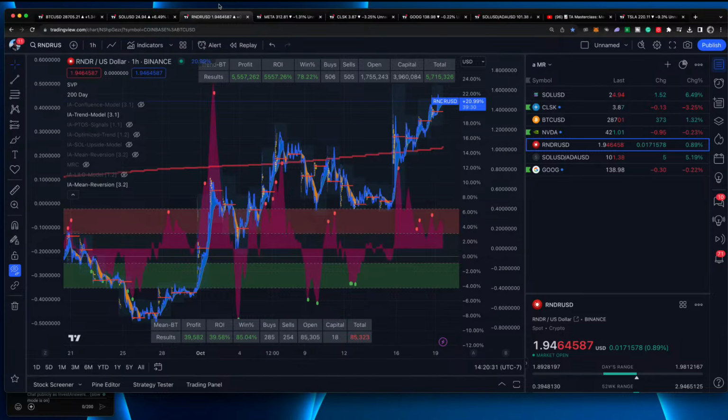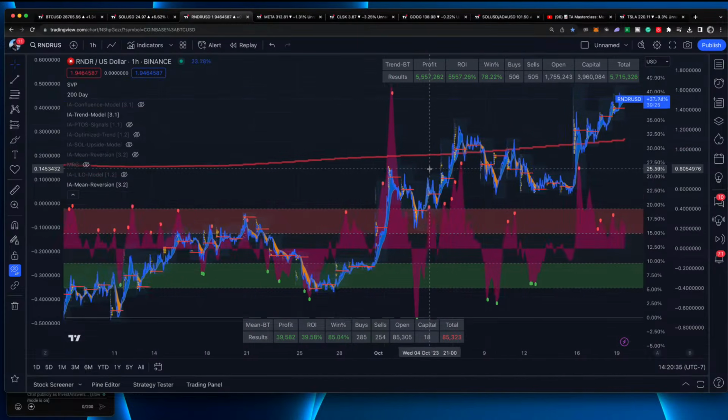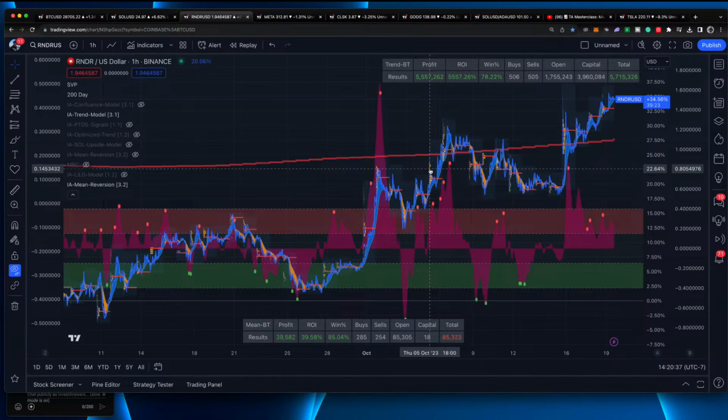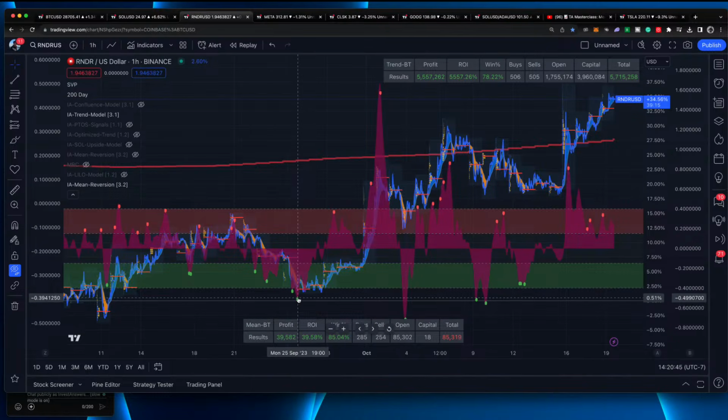Now this next one is Render. You see here, Render looks like a lot of noise, a lot of stuff going on. The win rate is 85.04%. We're on the 1 hour. But once again, you see here outside these standard deviations, 0.4, this would be a buy. You wait. This one, it doesn't go outside the red band, therefore you don't sell. You wait for this peak moment up here. This is a sell. And then you wait down here. This is a buy.